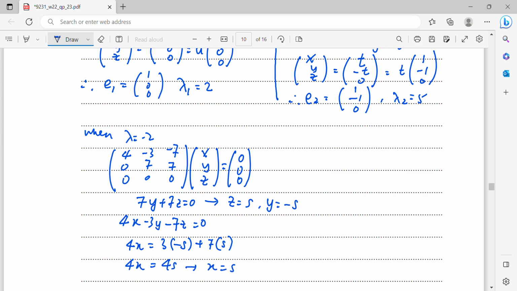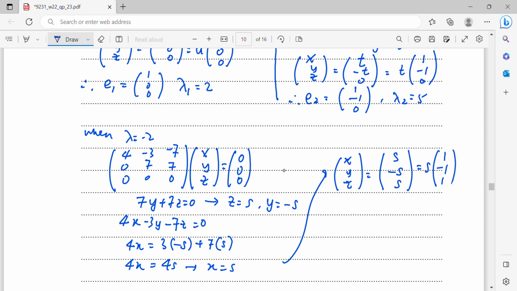Alright, so with this, I will just write my x, y, z will be: x is s, y is minus s, z is s. So I will factorize all the s: (1, minus 1, 1). So it means that my E3 equals (1, minus 1, 1), when my lambda 3 is minus 2. So we have found the complete set of eigenvalues with the corresponding eigenvectors.